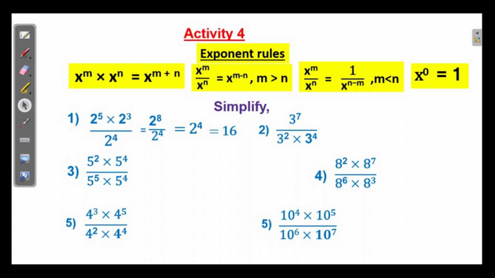4 into 4, 16. The second one is 3 raised to 7 by 3 square into 3 raised to 4. In the denominator, multiplication rule. So 3 square into 3 raised to 4 is 3 raised to 6. And then division rule. x raised to m by x raised to n is equal to x raised to m minus n. 3 raised to 7 minus 6 is equal to 3 raised to 1.